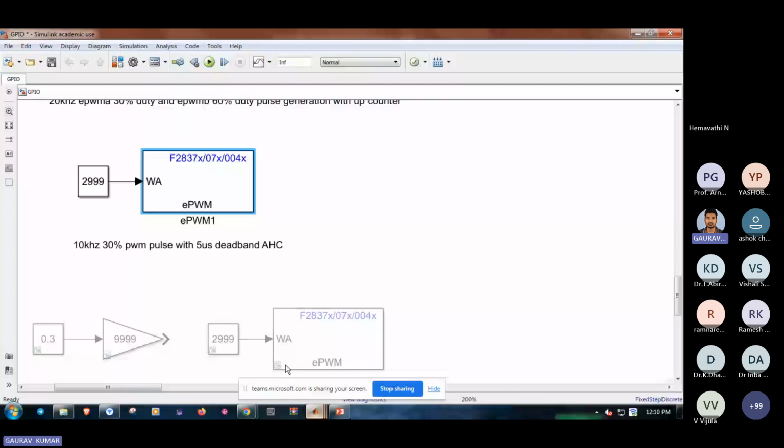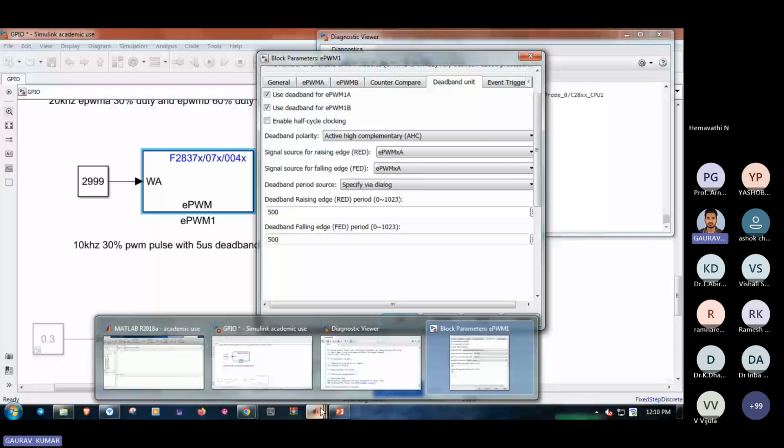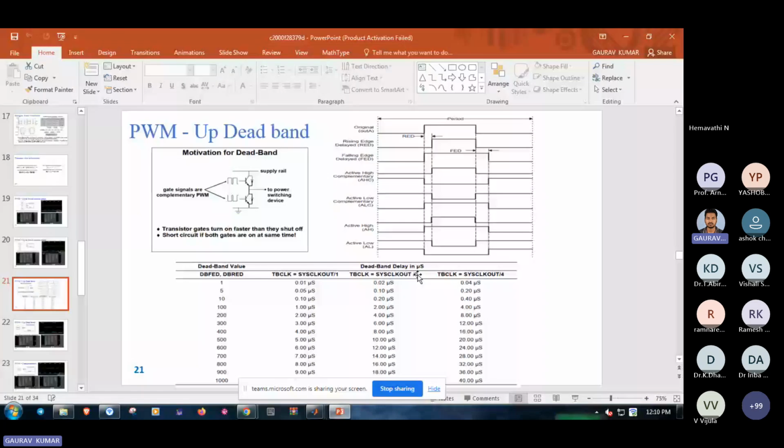So here you can see deadband RED and FED is given 500 and 500. Here I have not enabled the half cycle blocking. If I enable the half cycle blocking now, then the clock will be system clock out by 2, and it will generate 10 microseconds.